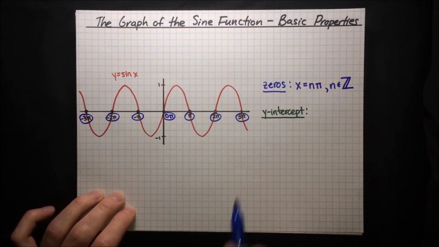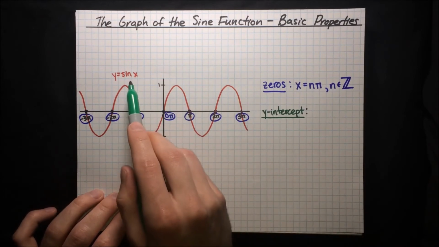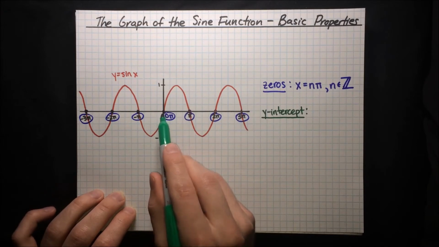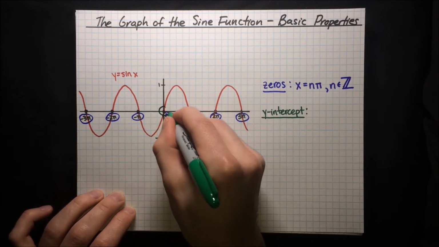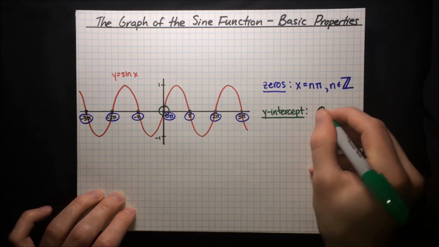All right, and then the y-intercept, that's a little bit easier. That's just asking what do we get out from the function when we plug in 0. When we plug in 0, we get out 0 because it just passes through the origin right here. So the y-intercept is just 0.